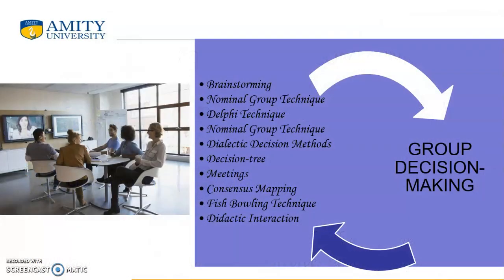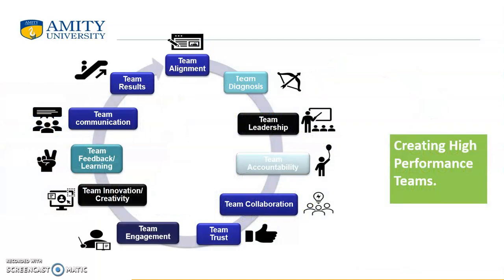And group decision making is brainstorming, where people join together and decide on a certain problem-solving technique with the group, with the brainstorming method, nominal group techniques. The Delphi technique is also for assessing consensus. Nominal group techniques are there, dialectic decision methods, decision tree, meetings, consensus mapping, fishbowl technique, and didactic interaction. These are various forms of group discussion methods.